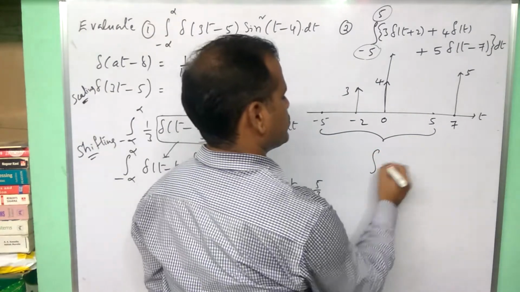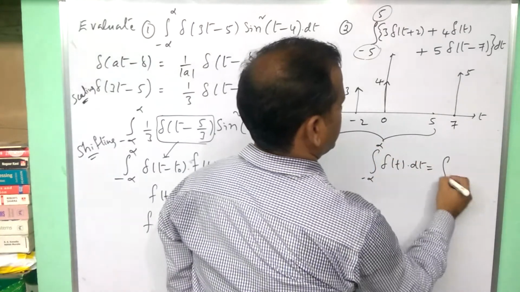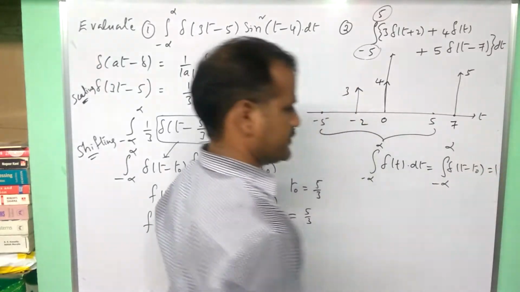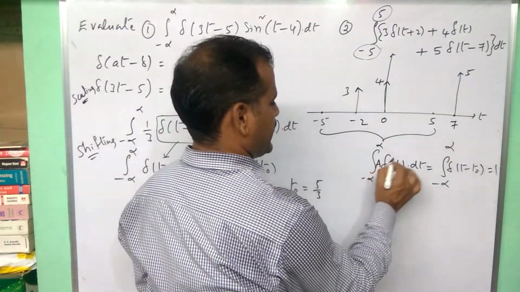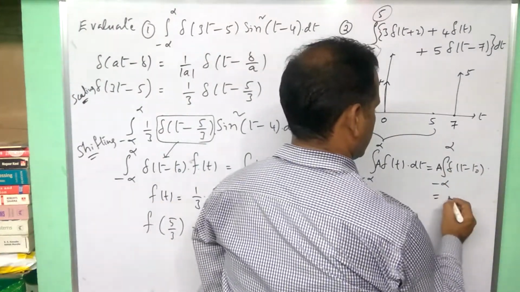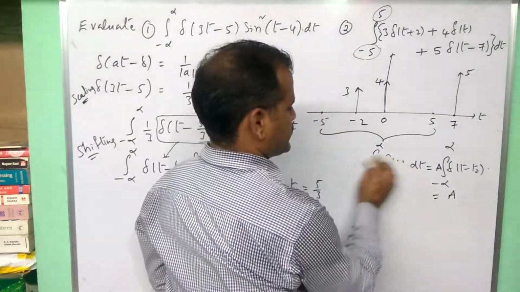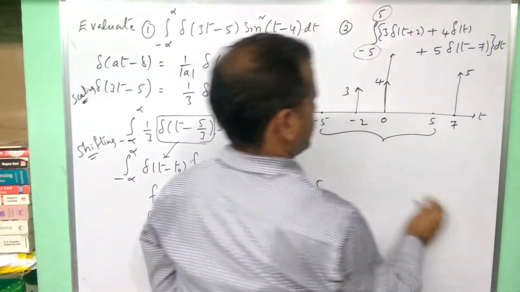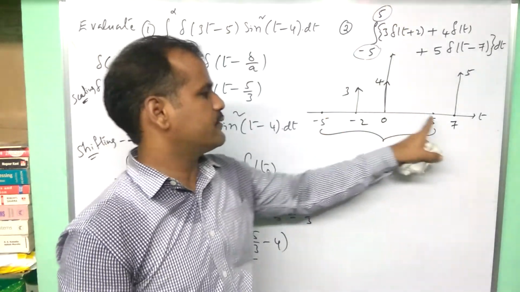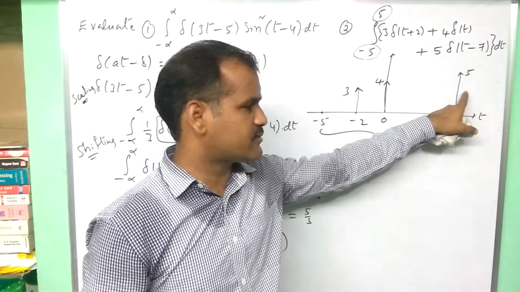We know that the integration of del of t dt, or of del of t minus t naught, is equal to 1, or if you have amplitude a, it will be equal to a. That is the basic definition of the impulse function. Now we are integrating these three functions. What is the limit of this integration? If you observe, it is given as minus 5 to plus 5 only. So this impulse function is out of the limit. That means we need not integrate this third function.